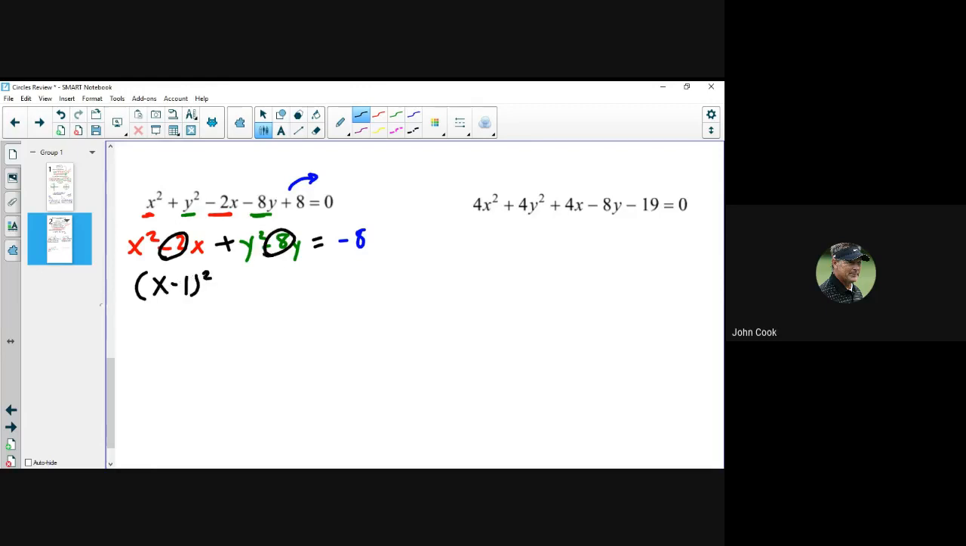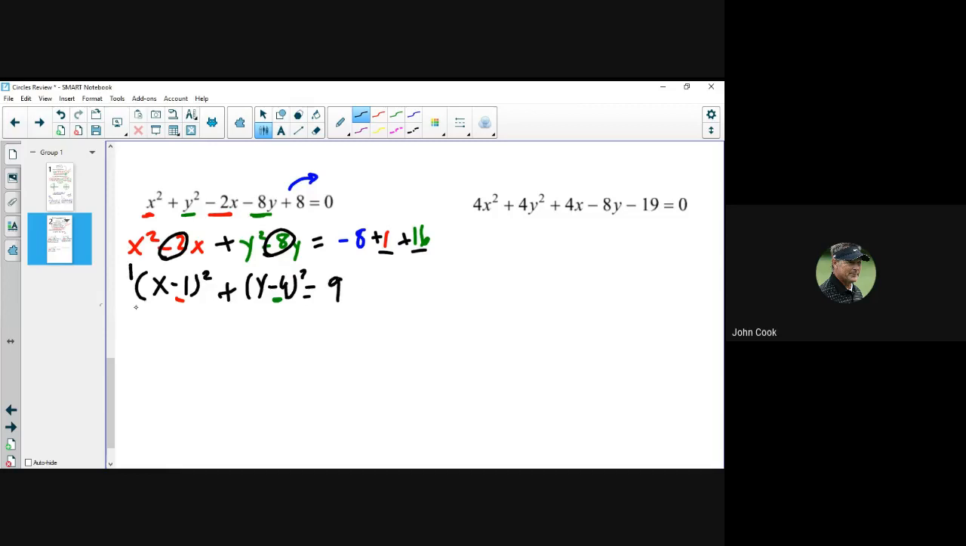Take that, divide it by 2, that's -4, so plus y minus 4 squared. Then I got to add in those extra terms, don't I? So let's see here. -1 squared is 1. -4 squared, that's 16. All right, so let's add up all those values. -8 and 1 is -7. -7 plus 16, that's going to be 9.